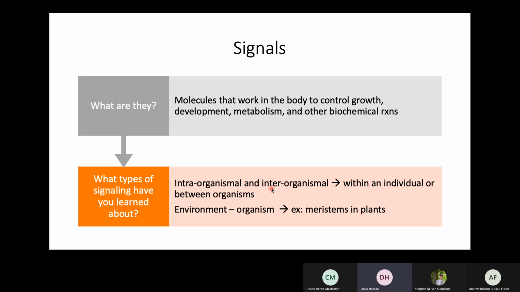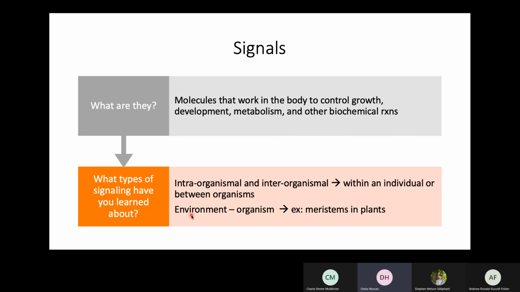And then you also talked a little bit about inter-organismal signaling. So whenever you see the prefix inter, you want to think between things. So between two different organisms, right? This can either be between organisms in the same species or between organisms in different species. But the point is, we're not talking about just signaling within one individual.